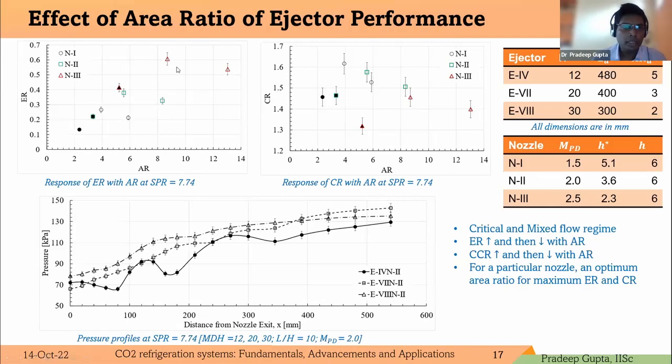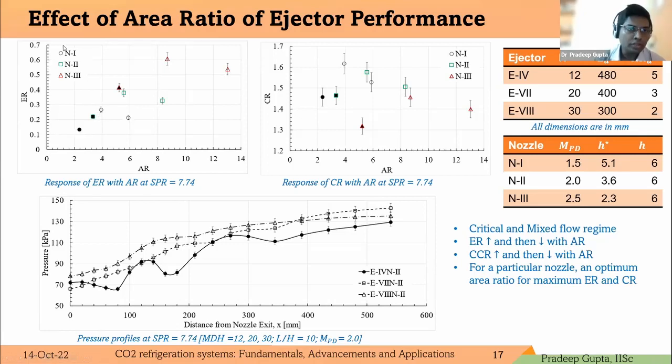Now the effect of area ratio, which is defined as the mixing area height to the nozzle throat height. We can alter the area ratio by either changing the mixing area height or changing the nozzle throat height. So we have three different ejectors, 4, 7, and 8, along with three different nozzles, nozzle 1, 2, and 3, so we have a total of 9 data points to study the effect of area ratio on the ejector performance. In these plots, again we note that the filled symbols correspond to critical mode operation, and unfilled symbols correspond to mixed mode operation.